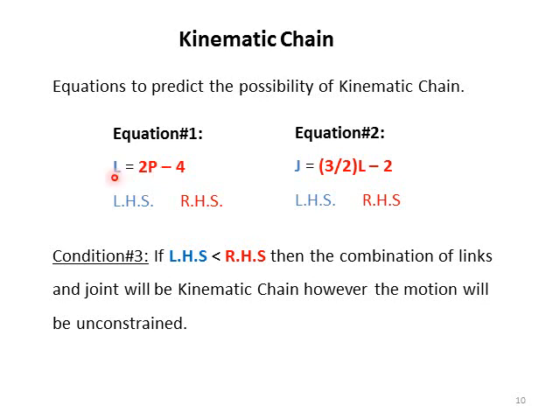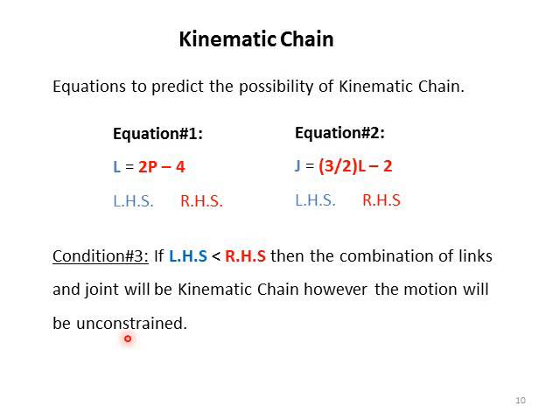If in this equation L is less than 2p minus 4, or the left hand side is less than the right hand side, similarly, in equation number 2, if j is less than 3 by 2 into L minus 2, or left hand side is less than the right hand side, if this happens, then the combination of links and joints will be called a kinematic chain. But what is happening? The motion will be unconstrained motion.